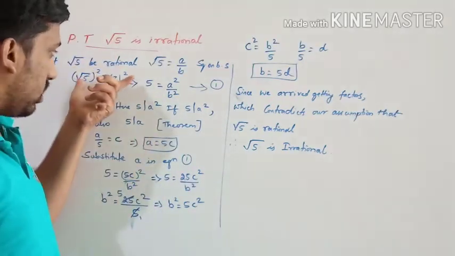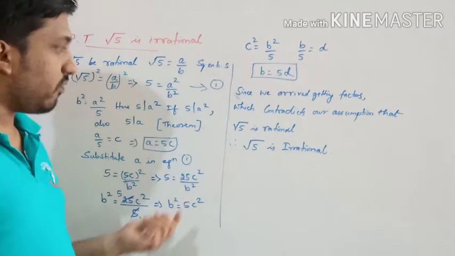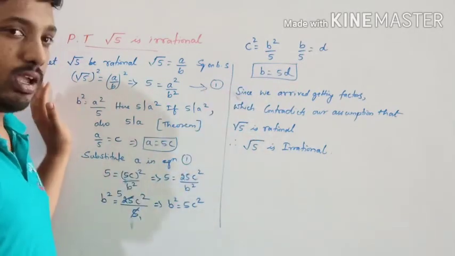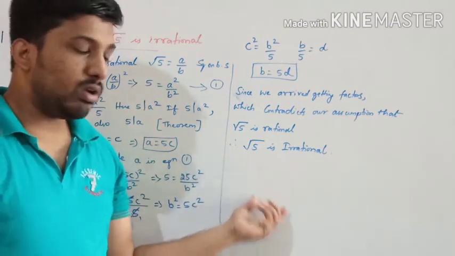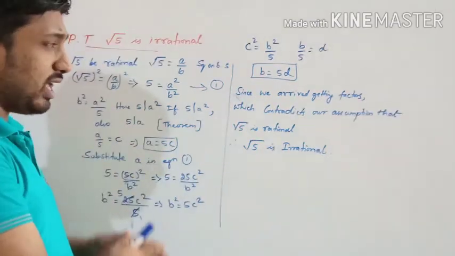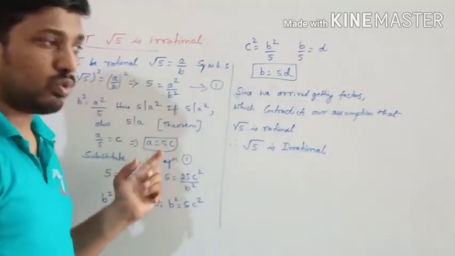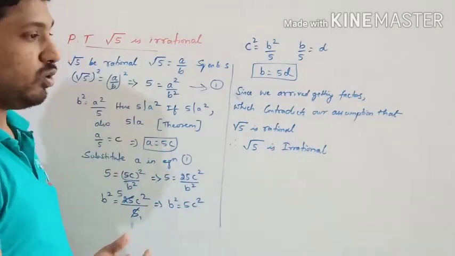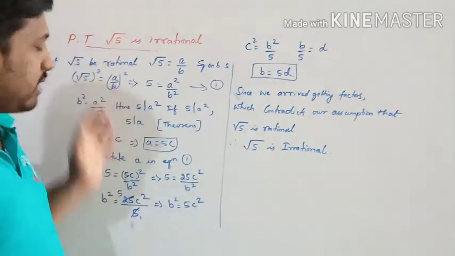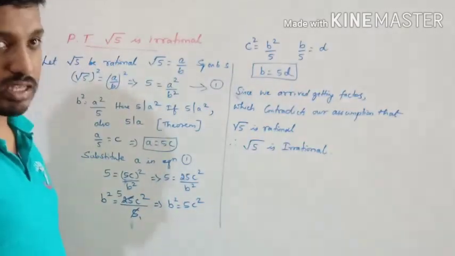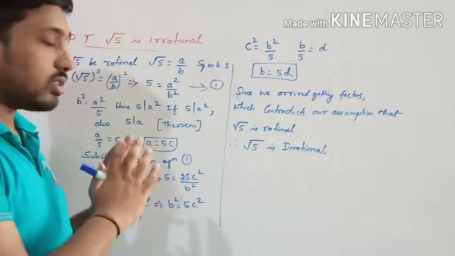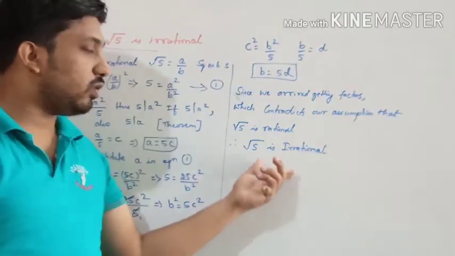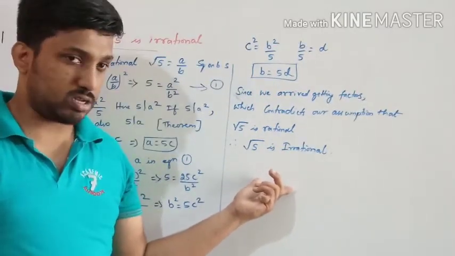Initially we considered it as a rational number, but we arrived at getting common factors, so that's not possible. It contradicts the assumption we have taken. Hence root 5 is irrational. We can use the same procedure for root 2 and similar numbers, or you can take some abstract value like p also, and you will get the same thing. For any irrational number, first assume that it is rational, and by the same procedure you finally arrive at it being irrational.